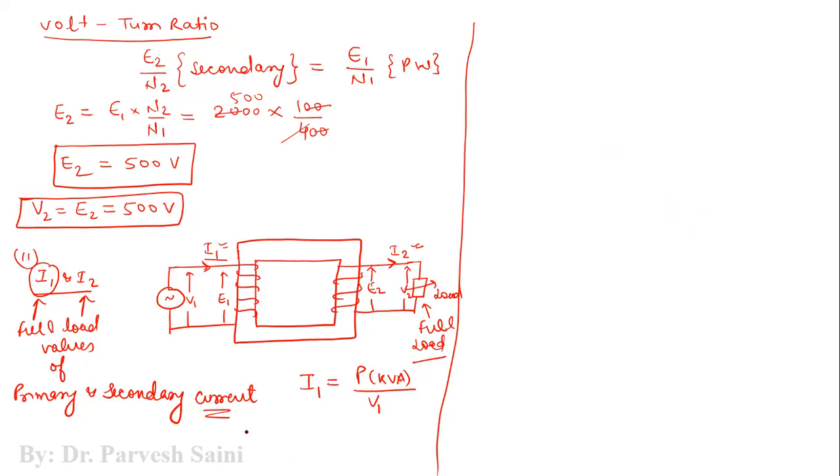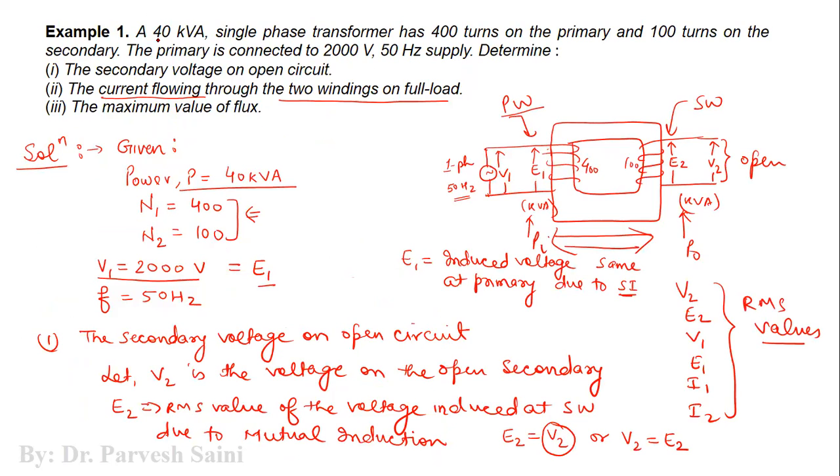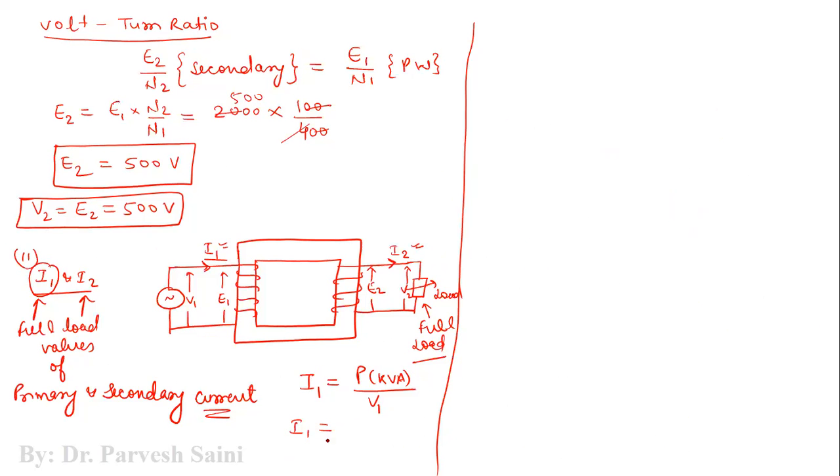Okay, so now I1 from here can be calculated, like the power is 40 kVA, which is given to us. So it is 40 into 1000 because it is kVA. So 40 into 1000 divided by 2000. So 2000 is the value of V1. So it is cancelled here. So it is 20 ampere. So the value of I1 is 20 ampere.